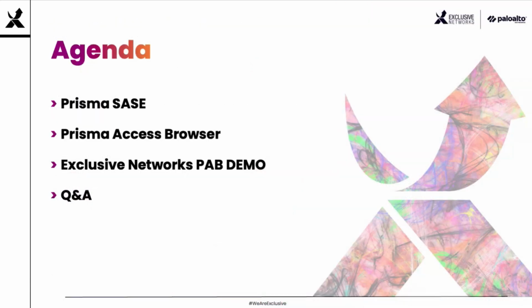Now, today we will be talking about Prisma SASE, the SASE technology of Palo Alto Networks, and we'll be focusing on Prisma Access Browser. My goal is to walk you through a brief introduction about the technology, how it all works, what are the use cases we can address, and then I will walk you through a live demo. Now, important, the infrastructure and the demo that I will be showing today, you can also gain access to it. It's kind of an on-demand lab access that we can provide to you.